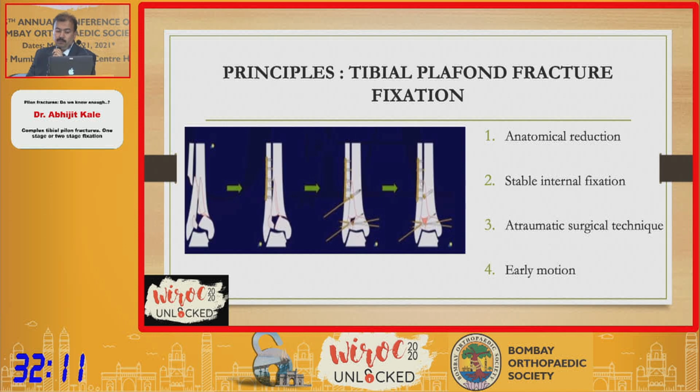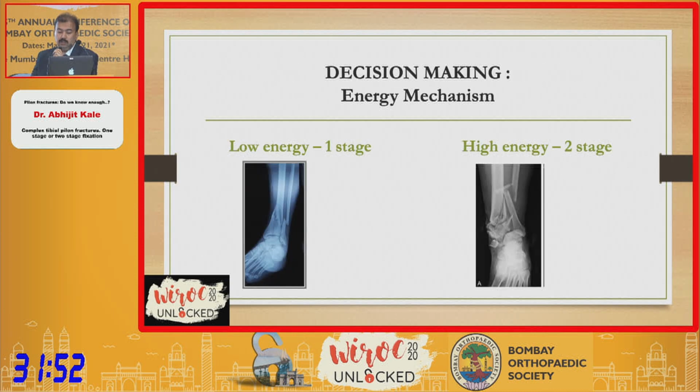These are the principles laid down by AO for the fixation of tibial plafond. The first is anatomical reduction of the articular fragment. The second principle is stable internal fixation. The third principle, added later on, is atraumatic surgical technique. And finally, rehabilitation has to start early.